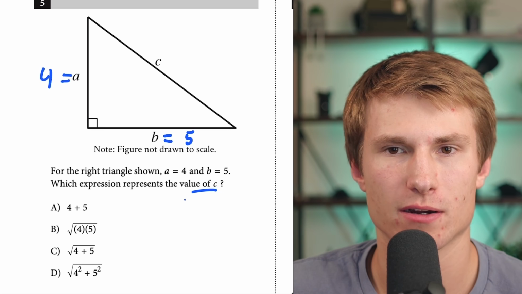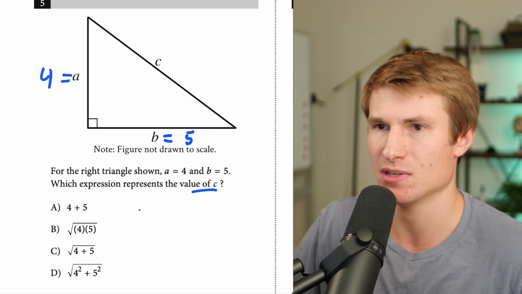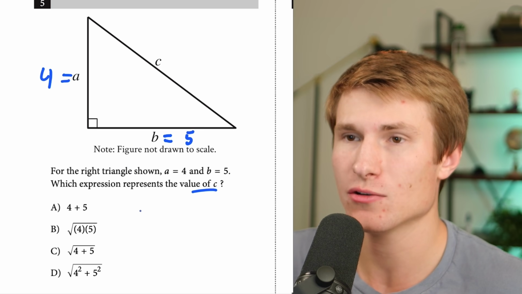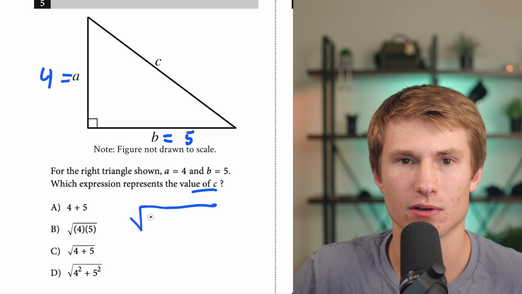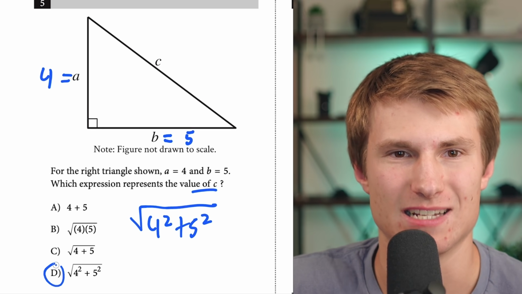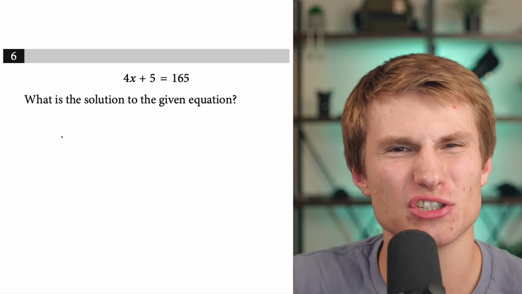We're going to use the Pythagorean theorem, which means that we're going to take A squared plus B squared and make it equal to C squared. And when you do that, you're going to get your value of C as the square root of 4 squared plus 5 squared, which we see is going to be answer choice D. Here's how to solve this SAT math question in under 60 seconds.